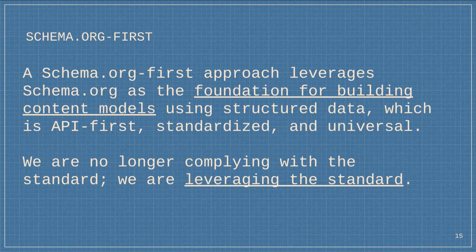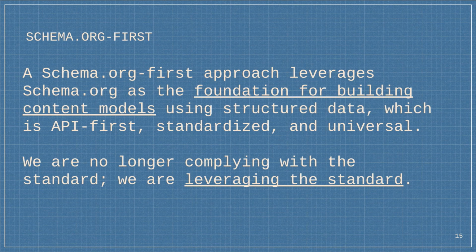So we're no longer complying with the standard, we're leveraging the standard. And honestly, that statement's a direct critique of the meta tag schema.org module. Because with that module, you build your whole content model, you do whatever the heck you want, and then you shoehorn that data into the schema.org spec and hope it gets there as close as possible. And there's a lot of limitations.